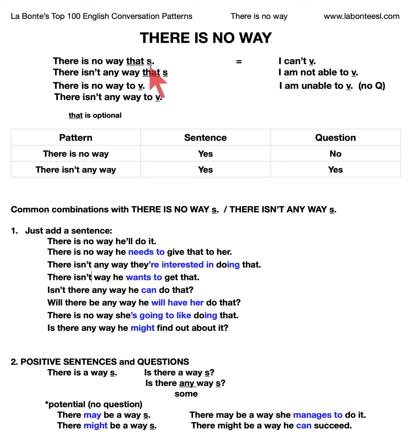It's commonly used these ways. There's no way that in a sentence. There isn't any way in a sentence. Or with the simple verb. There is no way to go. There isn't any way to find it.